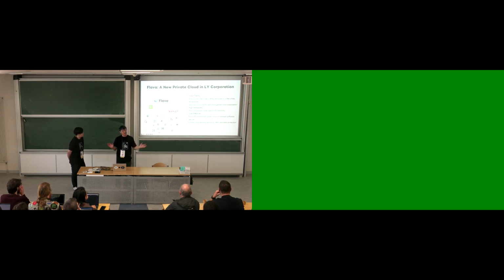After the company merger, in LY Corporation, we needed to create a brand new private cloud, and the name is Flava. Of course, we are using a huge OpenStack cluster, and it has five characteristics, but I won't explain them in more detail. In today's presentation, let me focus on role-based access control by using Keystone in a private environment.